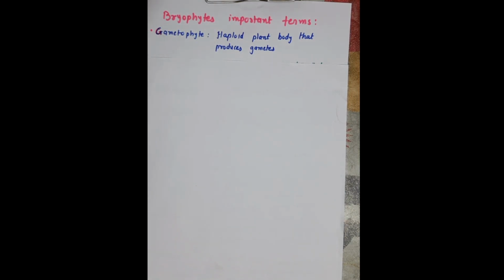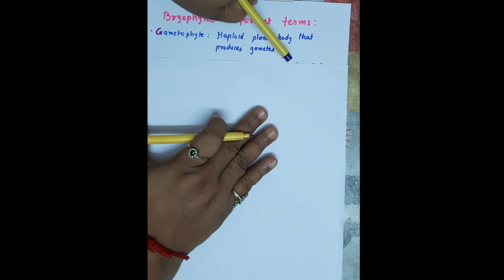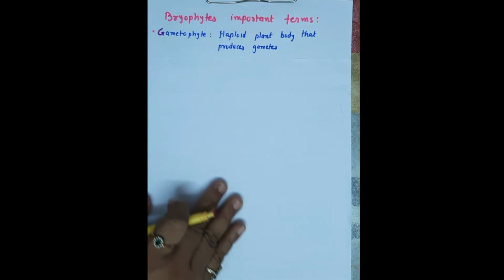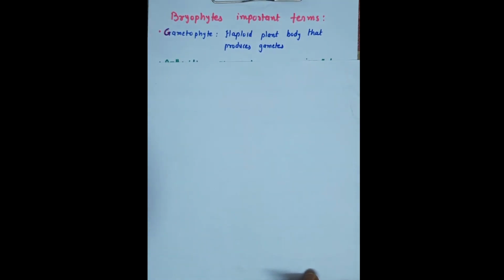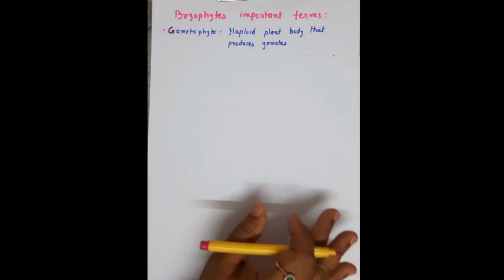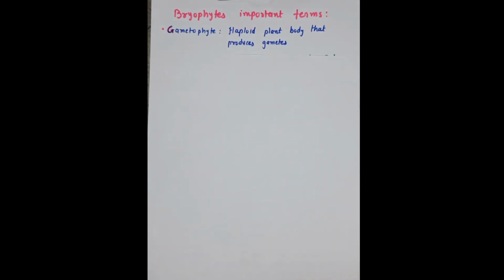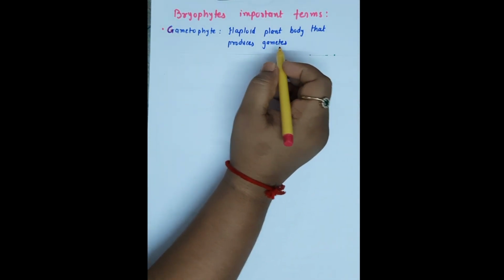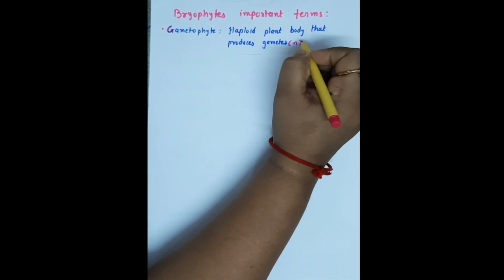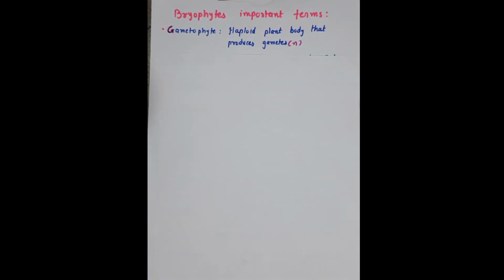So in bryophytes, whenever we talk about the gametophytic phase, remember that the gametophytic phase is always haploid, because gametes are always haploid. So gametophytes are the haploid plant body that produce gametes, and gametes, as I have discussed, are always haploid. So gametophyte means haploid plant body.